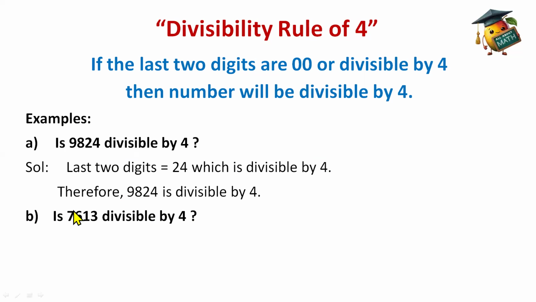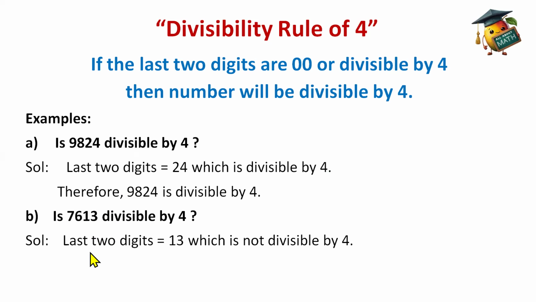Now 7613. Is this divisible by 4? For that, again, check the last two digits. They are 13. You can tell this answer orally. 13 never comes in the table of 4. It means it's not divisible by 4. So the last two digits are 13, which is not divisible by 4. Therefore, this given number is not divisible by 4.